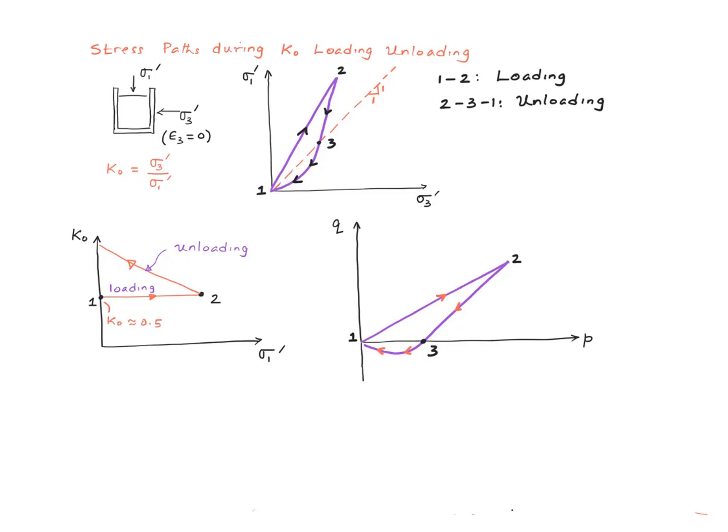We know at point 3, sigma 1 prime and sigma 3 prime are equal to each other, and therefore by definition Q has to be equal to 0, right? And therefore 3 plots right here. And at points below point 3 all the way to point 1, sigma 1 prime is smaller than sigma 3 prime, and therefore by definition Q is negative. So the part of the curve from 3 to 1 falls in the negative direction, negative Q axis. So the overall loading and the unloading path during a one-dimensional consolidation look like this in the PQ space.